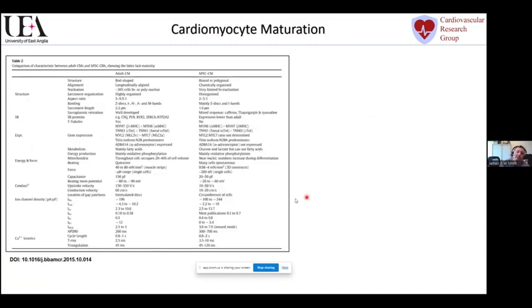So we've reviewed the differences between adult cardiomyocytes and stem cell derived cardiomyocytes. This is a few years old now, it's from 2016. And you can see there's a whole lot of differences across structure, gene expression, metabolism, ion channel expression, kinetics, etc. So again, this isn't ideal.